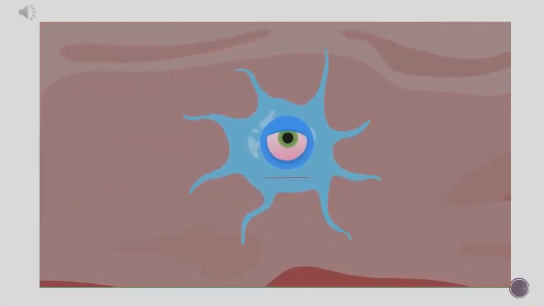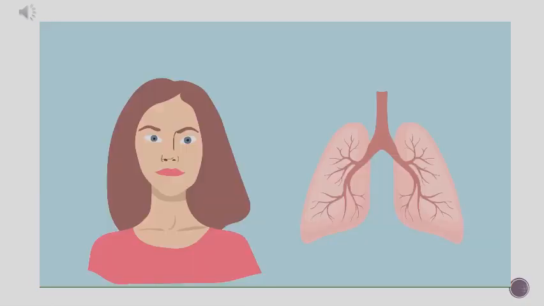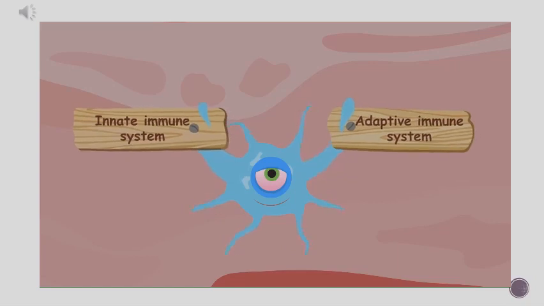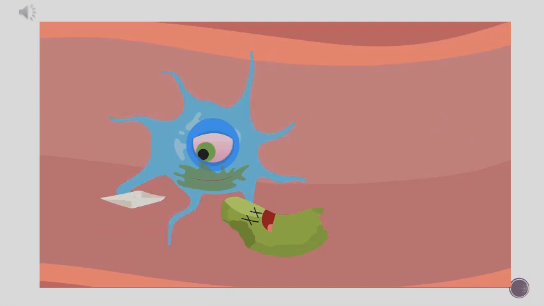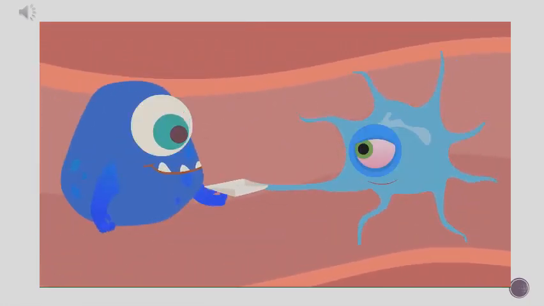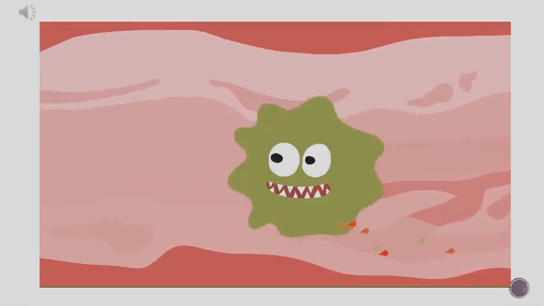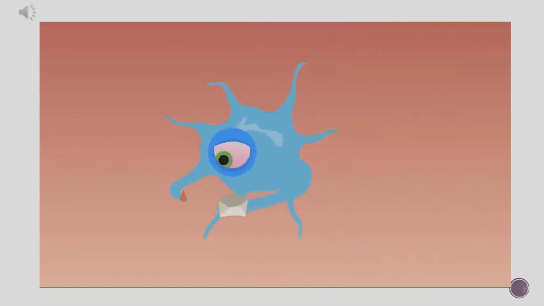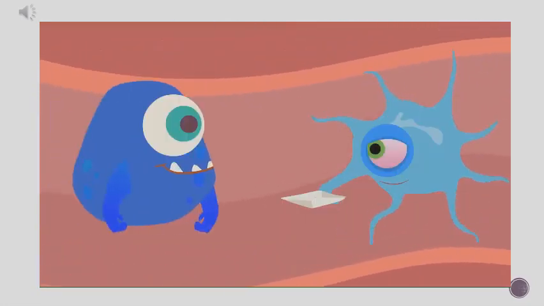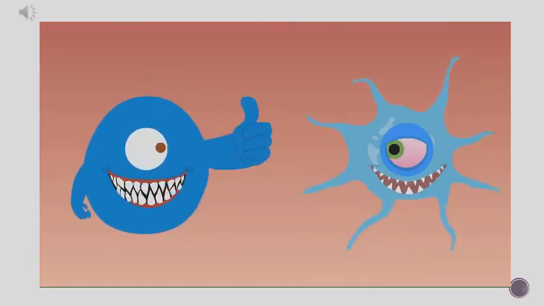The last cells of our innate immune system are the dendritic cells. These are found in places that come in contact with the outside environment, such as the nose and lungs. They are the link between our innate and adaptive immune systems. They eat a pathogen and then carry information about it to our adaptive immune system cells. This information is produced and shared in the form of antigens. Antigens are the traces that pathogens leave behind. They are molecules found on the surface of pathogens that can be detected by our adaptive immune system for recognition. The dendritic cells pass on this information to our T cells. However, macrophages can also perform this function.